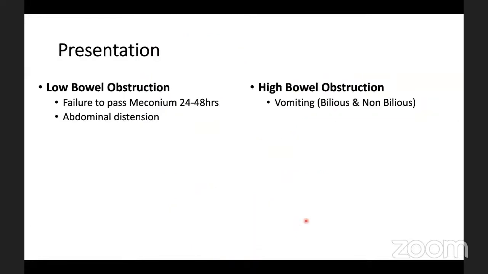So how does intestinal obstruction present in the neonate? The baby can present with low bowel obstruction by failure to pass meconium by 24 to 48 hours, with abdominal distension. Just remember that the more distal the obstruction, the more pronounced the abdominal distension. We all know that meconium should be passed by 48 hours of age, and if the baby is not passing it by that time, it's always concerning and we have to investigate. In high bowel obstruction, they usually present with vomiting, which can be bilious or non-bilious.